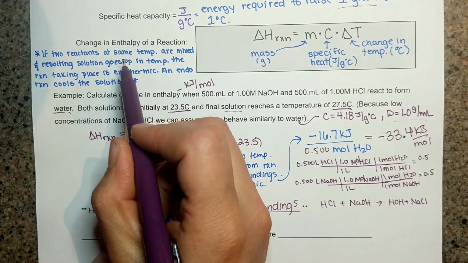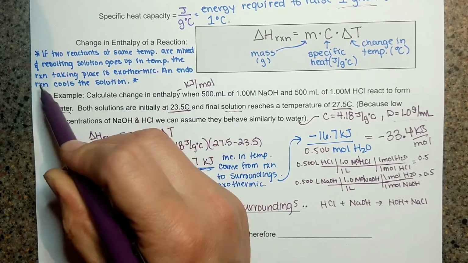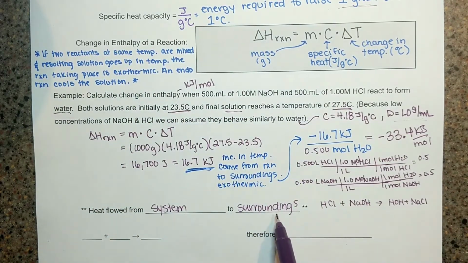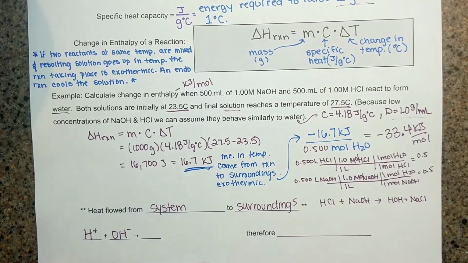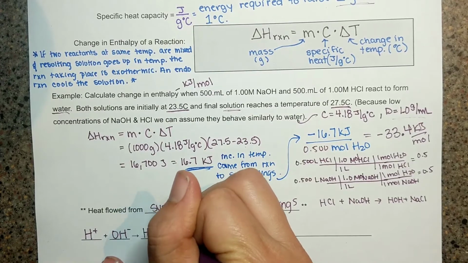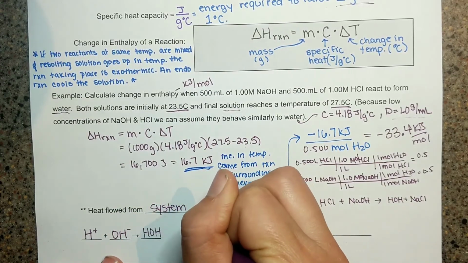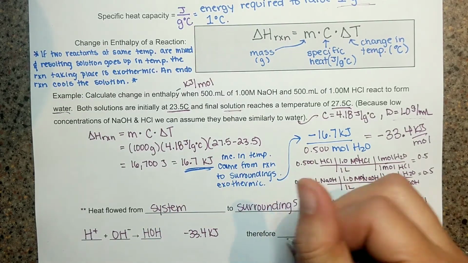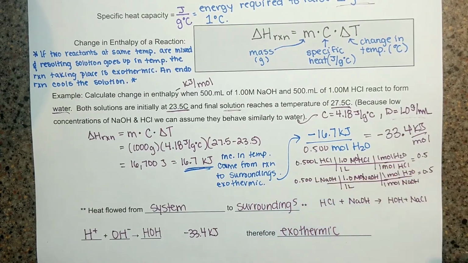Right? My two reactants at the same temperature were mixed. My resulting solution went up in temperature, so the reaction taking place is exothermic, going from the system to the surroundings. So writing my equation, my hydrogen ions reacted with my hydroxide ions to make water and released 33.4 kilojoules of heat energy. Therefore, I have an exothermic reaction.